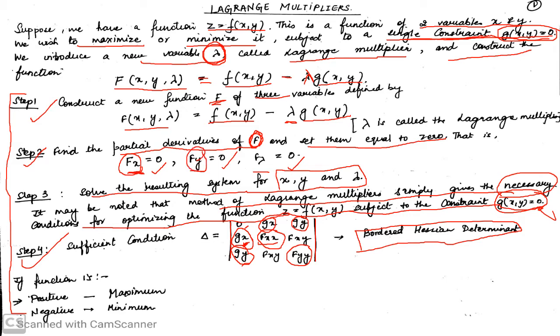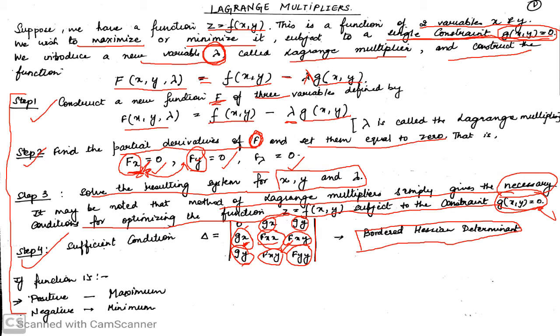And then this is fxy. This is also fxy. Now you need to differentiate this with respect to y. If you differentiate this also with respect to x, you get the same result.